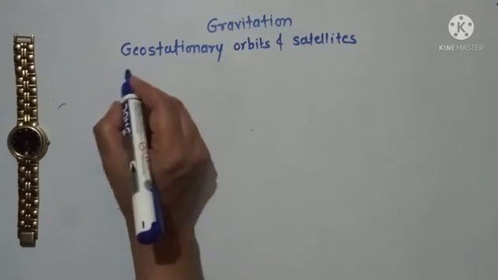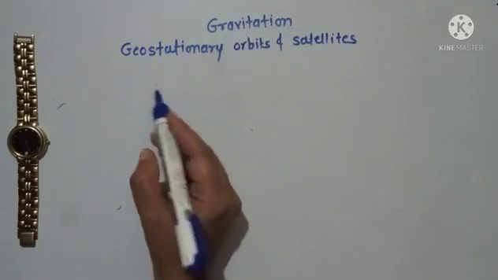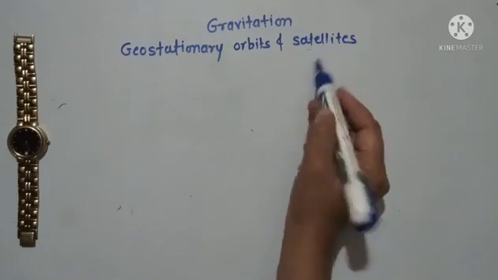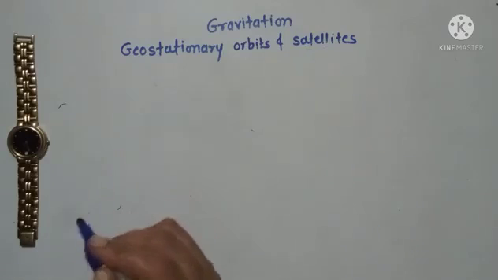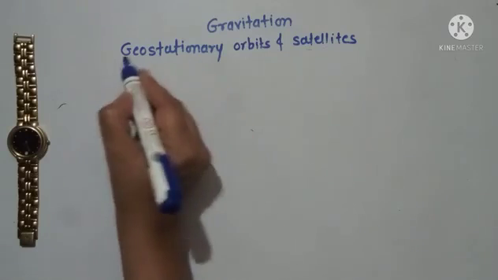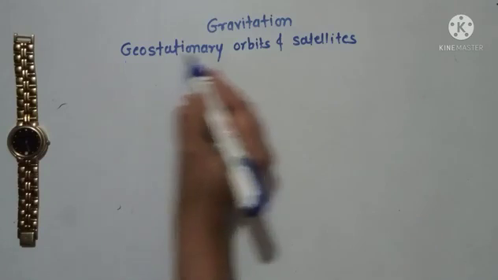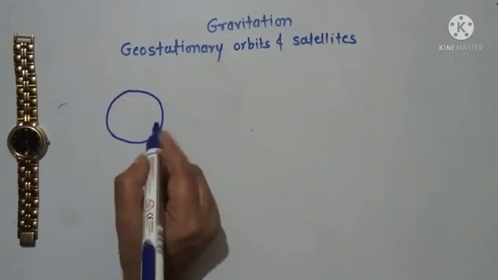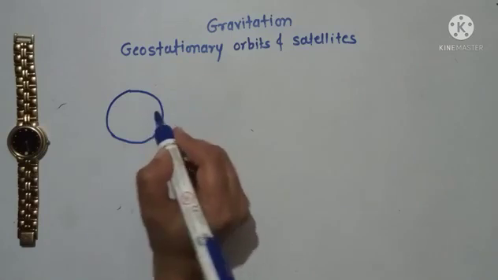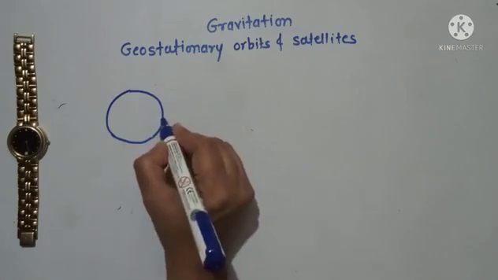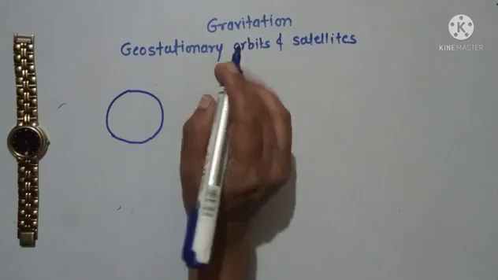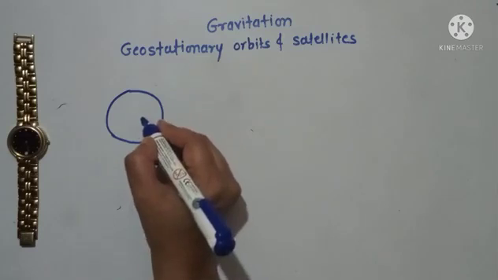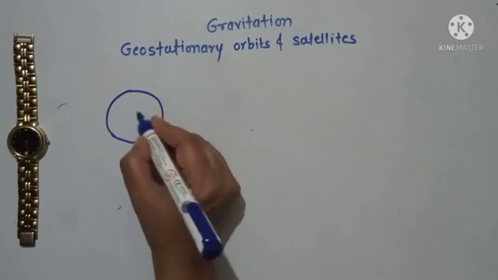So in the last lecture we started with gravitation, and in this lecture we are going to study the geostationary orbit and geostationary satellites. The satellite which appears stationary from the earth is called a geostationary satellite. For example, suppose this is the earth, and the satellite appears stationary from the earth surface. Geo means earth and stationary means steady. The satellite which appears steady from the earth surface is called a geostationary satellite.